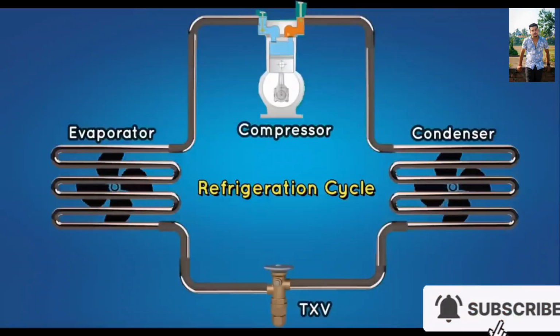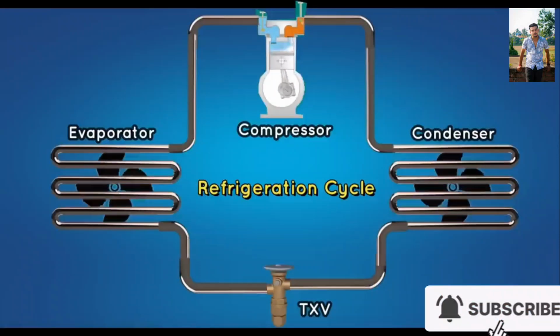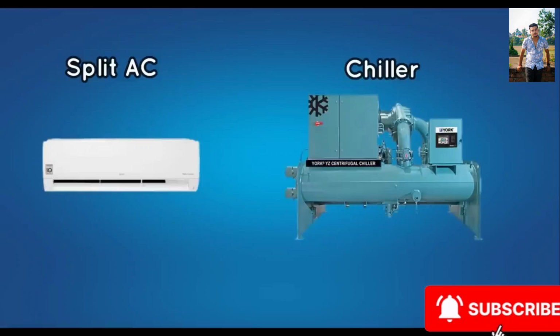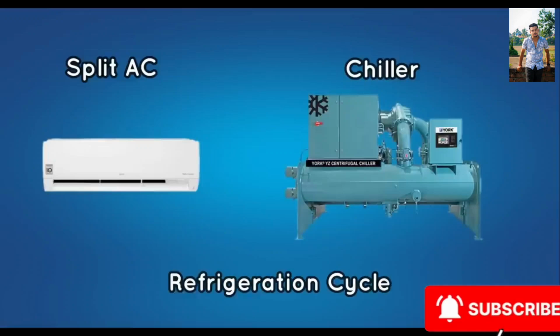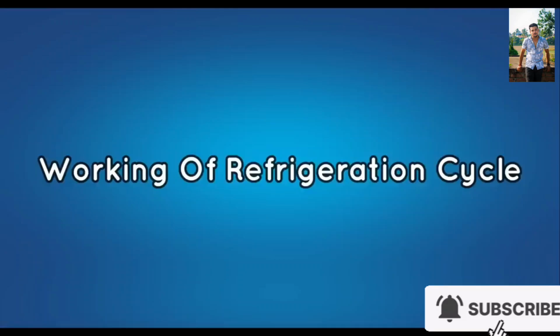In this video, we are going to learn clearly about the refrigeration cycle. There are many types of AC in HVAC. But any AC works based on this refrigeration cycle. From small 1-ton AC to big chiller, its basis is this refrigeration cycle. Now, let's clearly understand how it works.